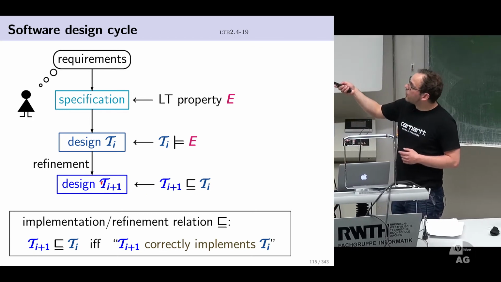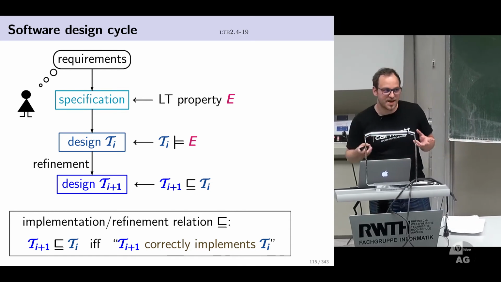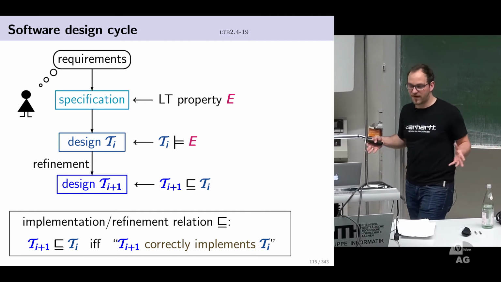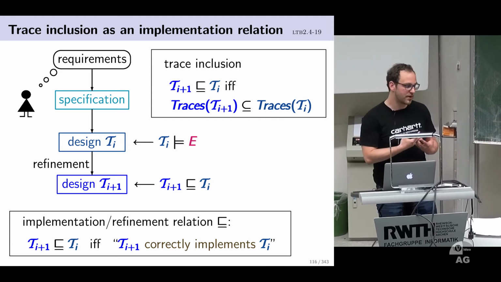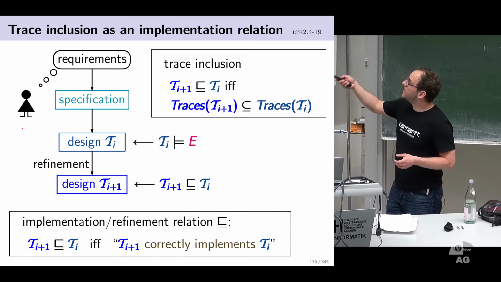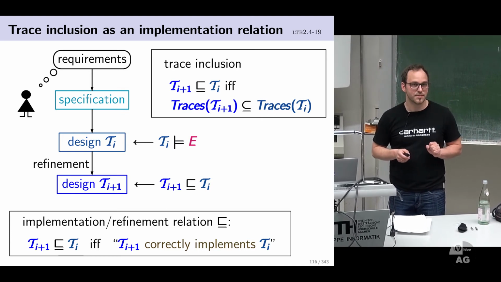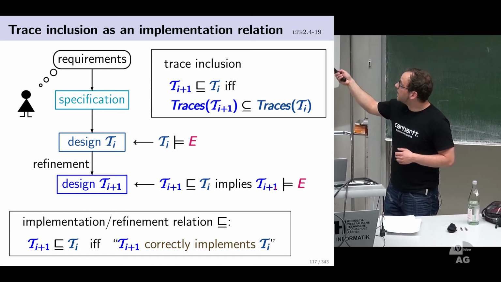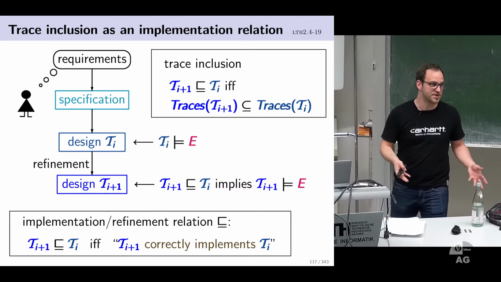Well, then typically you have that your follow-up design TI plus 1 is in some kind of relation with the design TI that captures that it still correctly implements the previous design. It only refines it. It makes it more precise, more concrete, more refined. And one of the implementation refinement relations you could look at is actually trace inclusion, right? So if you have a transition system as a design TI and you make it more precise, for example, by taking some transitions away, then the traces of the new design TI plus 1 will be fully included in the traces of the previous design. Okay, and what does that mean? Well, as we've seen, it means that your follow-up design automatically satisfies your linear time property E if your previous design already did so. This is what the previous theorem essentially gives you.